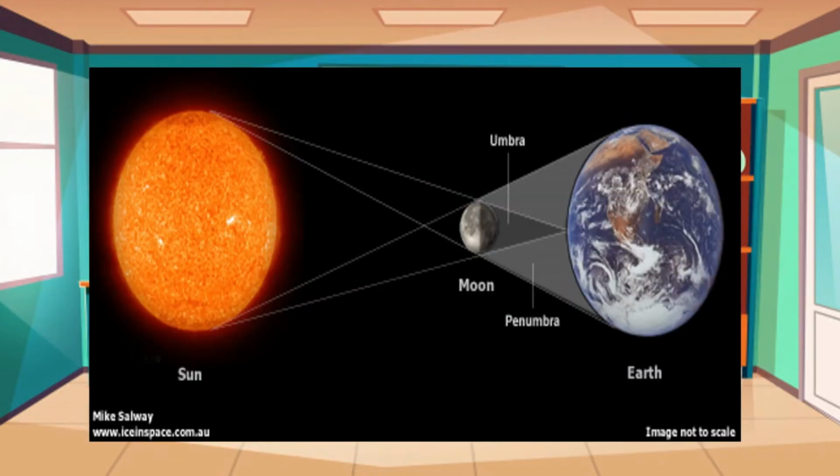Examine the shadow of the moon that falls on Earth. What have you noticed? That's right! The moon's shadow is composed of two sides. We have the umbra and the penumbra. What do you think is the difference between the two?